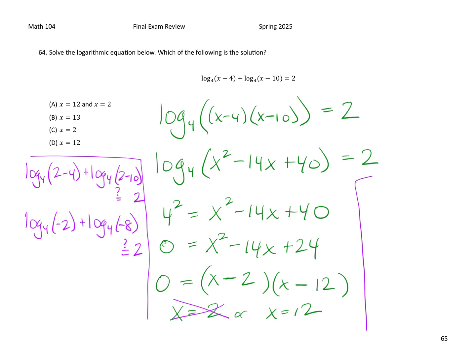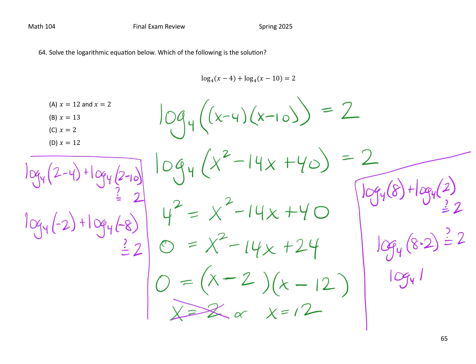Let's come over here and just double check the 12. So log base 4 of 12 minus 4 is 8. Okay, no negatives, that's good. Plus log base 4 of 12 minus 10 is 2. That's good. Does that equal 2? Yeah, it does, because log base 4 of 8 times 2, that's 16. Log base 4 of 16 is in fact 2, because 4 squared is 16. Okay, so 12 is my only solution. That's option D.